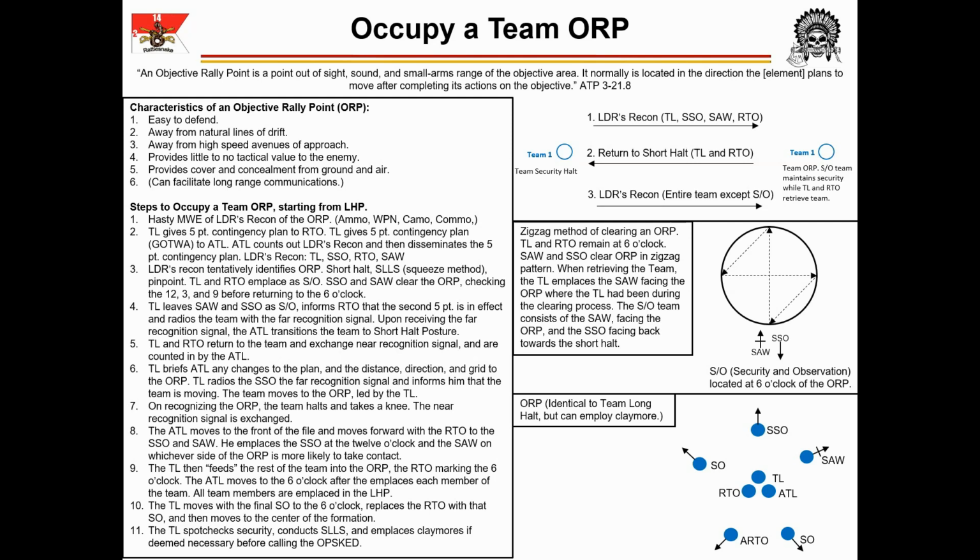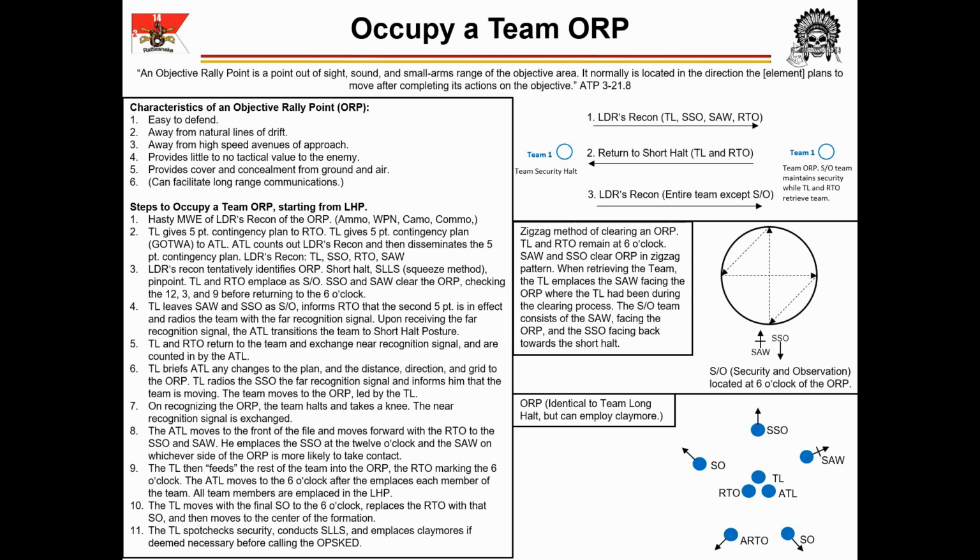The leader's reconnaissance party, composed of the team leader, RTO, SSO, and SAW, move along their route to the tentative ORP site. It is critical that they take their rucksacks with them. Their formation can either be a diamond or a file, whichever the team leader prefers. The SSO should lead the way to the ORP in either configuration.